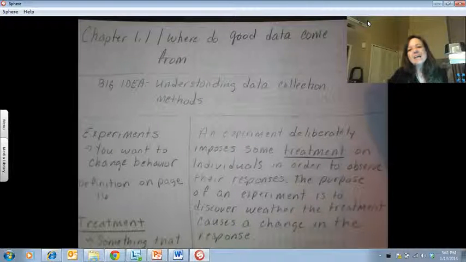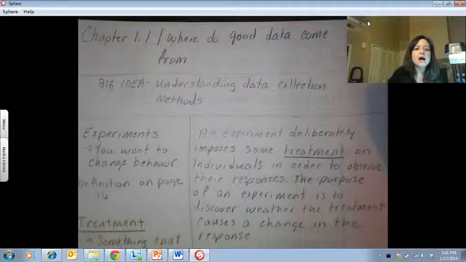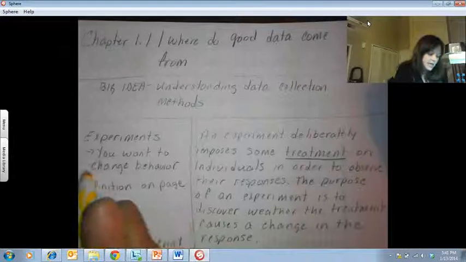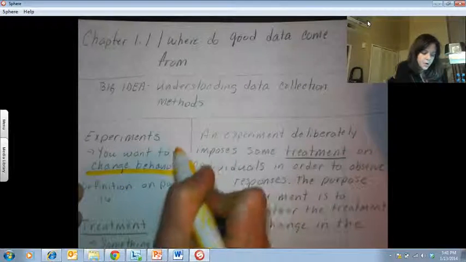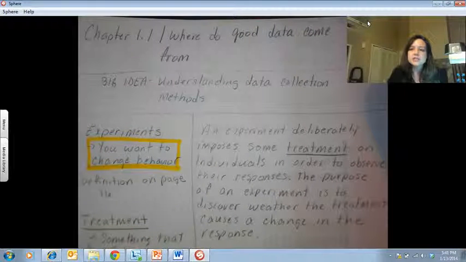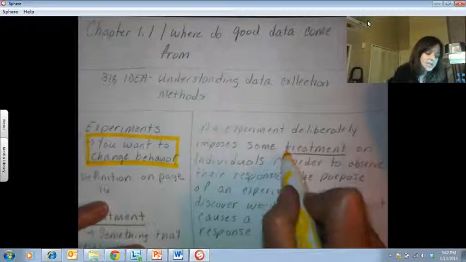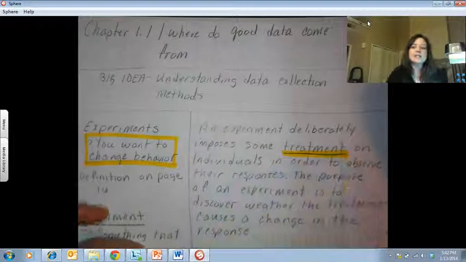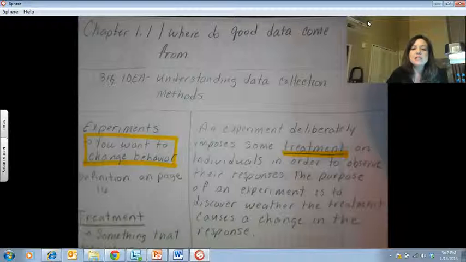The last data collection method that chapter 1.1 talks about is experiments. If you look at the definition on page 16 of your book, an experiment is something that is going to change behavior. And if you remember from what I was talking about before, the difference between an experiment and a survey or an observational study or a census is that an experiment is going to do something that changes the behavior. Okay? And that change in behavior that the experiment does is called a treatment.